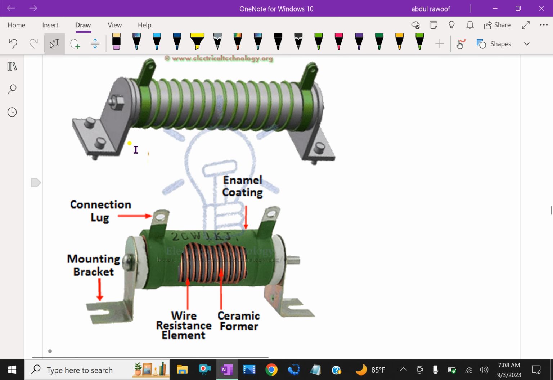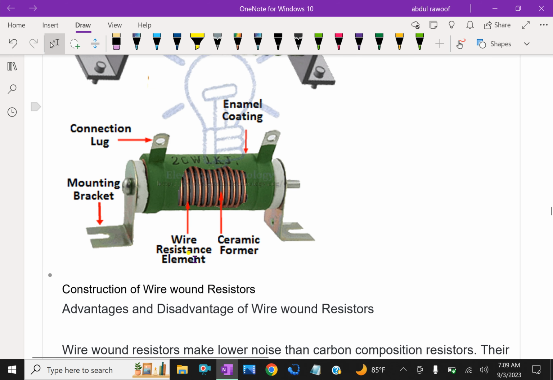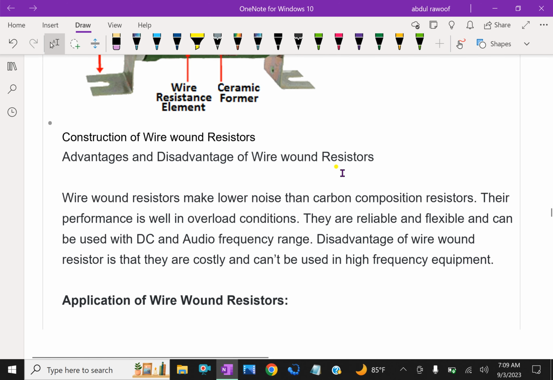Here, the wire wound resistor is like this, where the wire is wound around the cylinder. Now, inside is like this, and outside are mounting brackets and a connecting lug here.